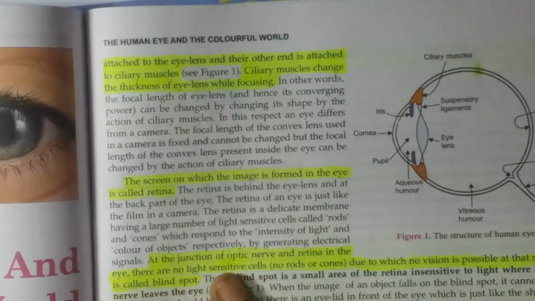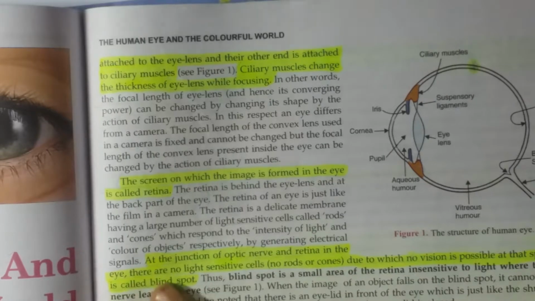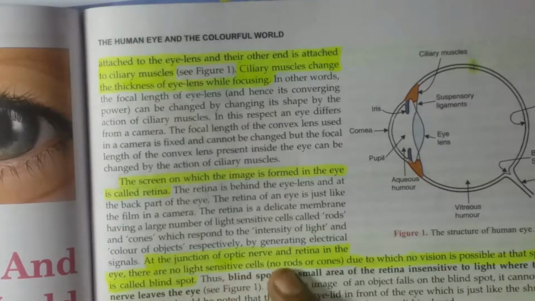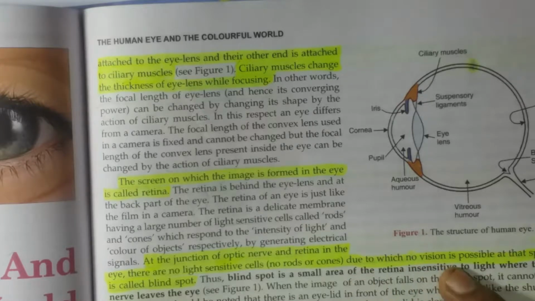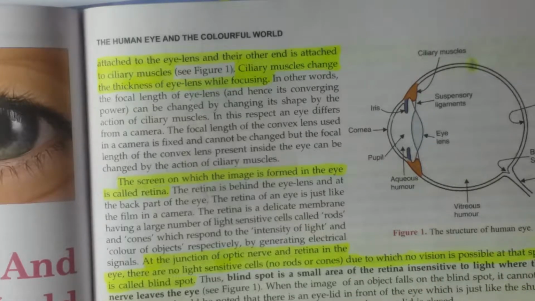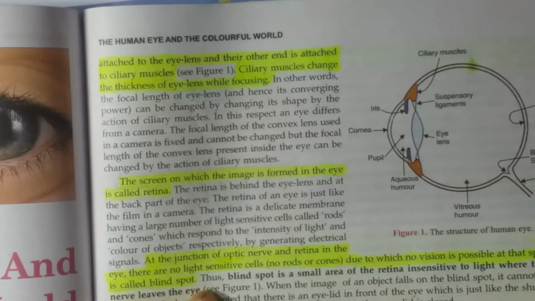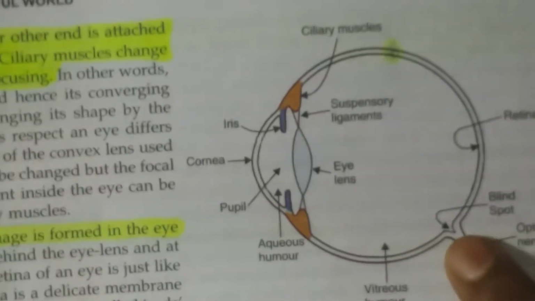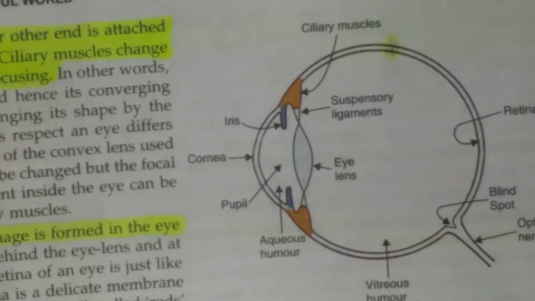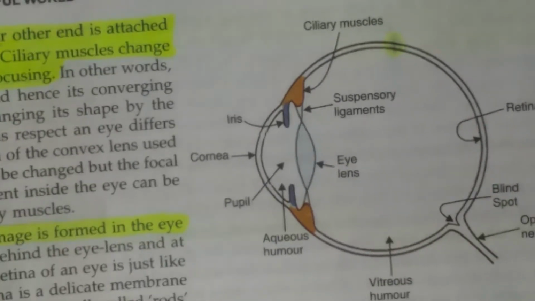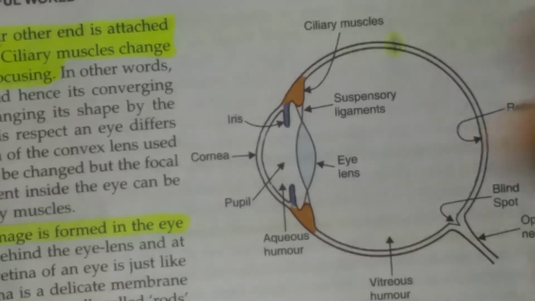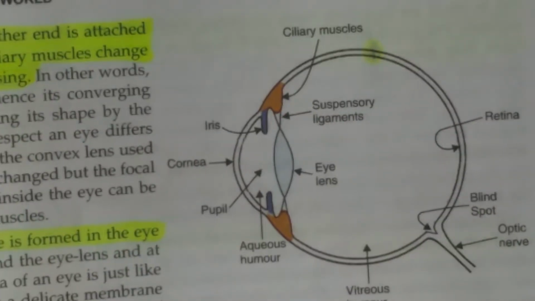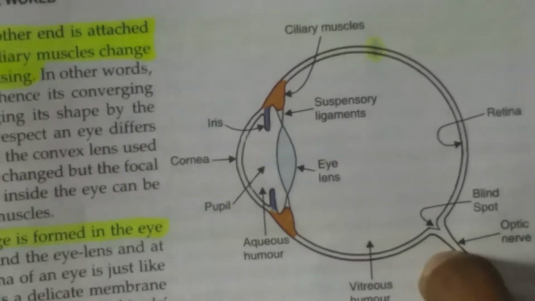At the junction of the optic nerve and retina in the eye, there are no light sensitive cells, due to which no vision is possible at that spot. This spot is also called the blind spot. You can see a small spot-like structure there. This spot is called the blind spot. Actually, there are no rods or cones, due to which there is no possibility of vision at that spot. This is why it is called the blind spot.